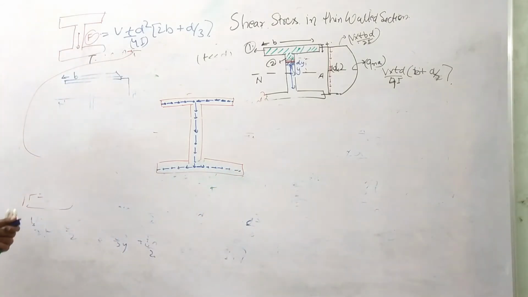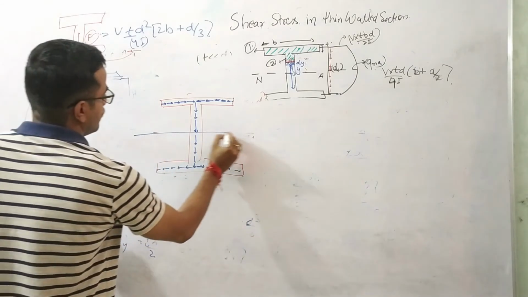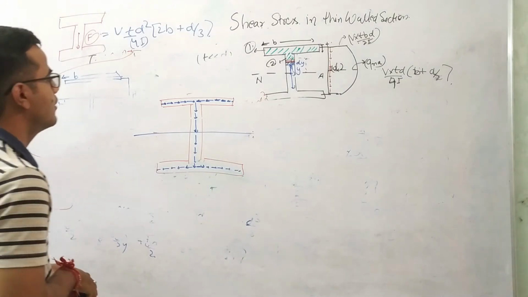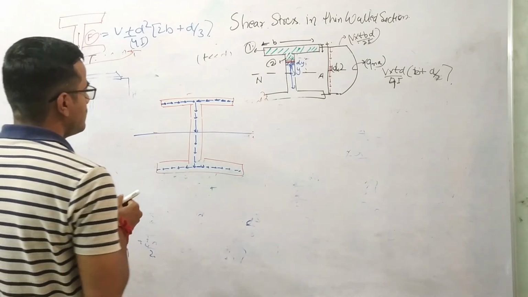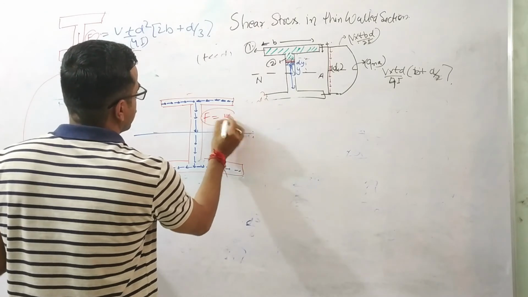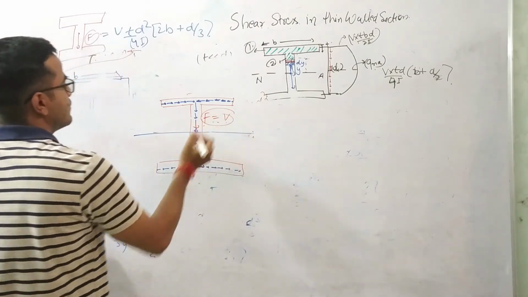Okay, so this is our shear flow. You can see that there will be a net vertical force. Net vertical force F will be there, F which is equal to V. This vertical force, the shear force, is equal to V.